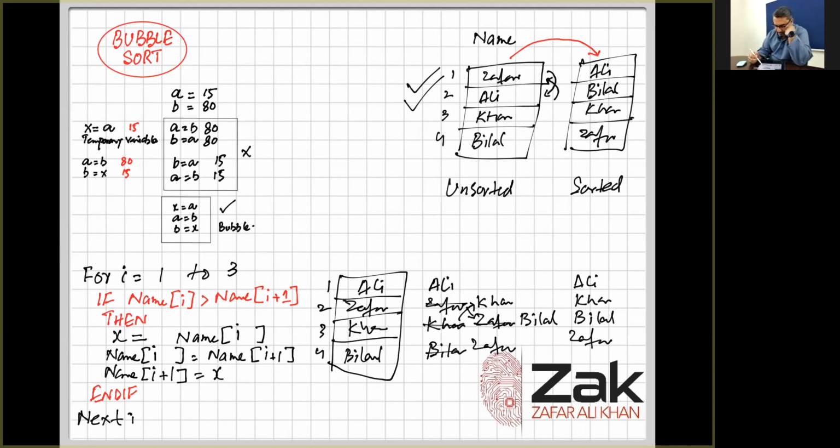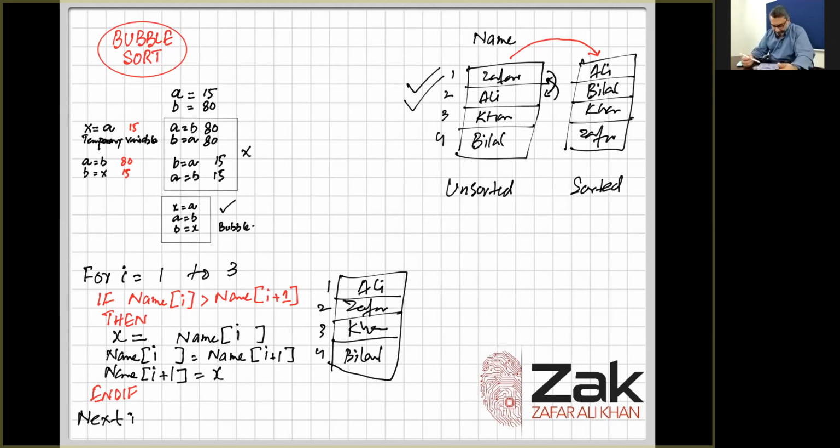Let's see if it is all working properly. Let's say these are our original values: Ali, Zafar, Khan, Bilal. For I is equal to 1 to 3.